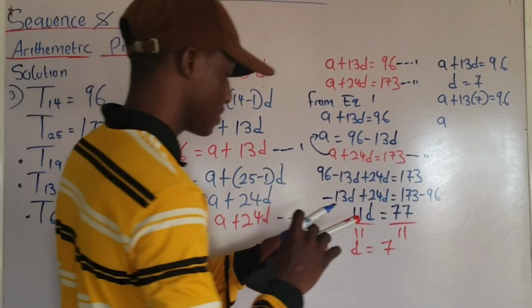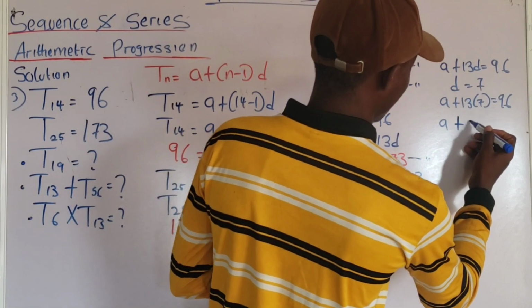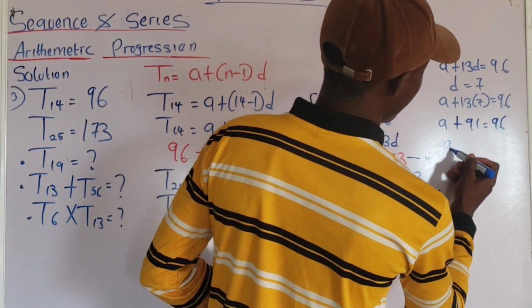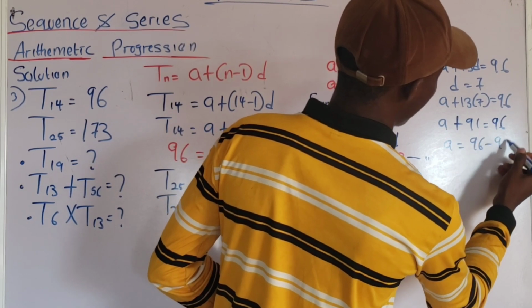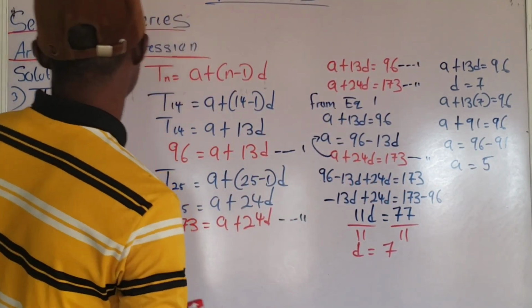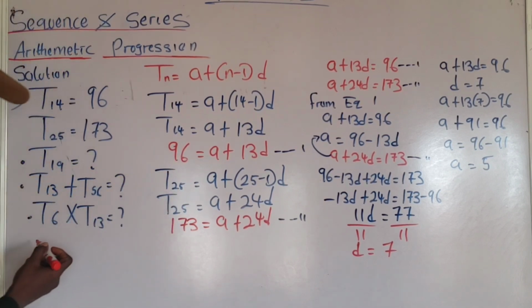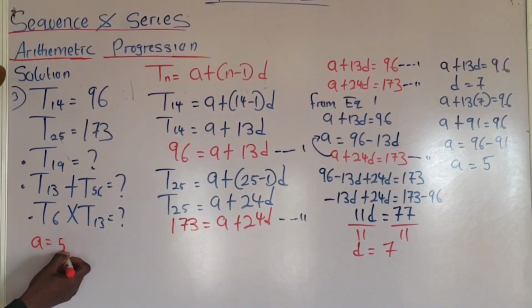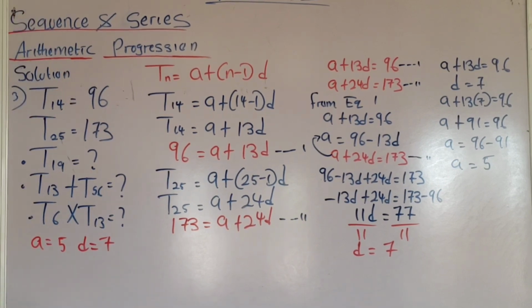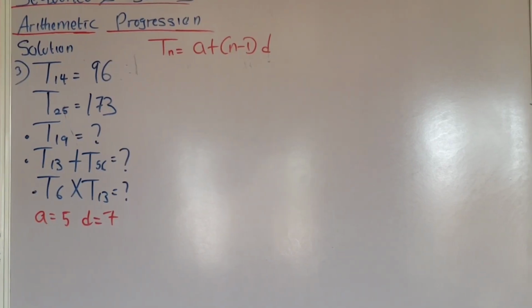Okay, so I'm going to have a plus 91 is equal to 96. So a equals 96 minus 91, a is equal to 5. So the value of a is 5 and d is 7. Having gotten the value of a and d, we can easily determine the value of the 19th term, which is the first question.